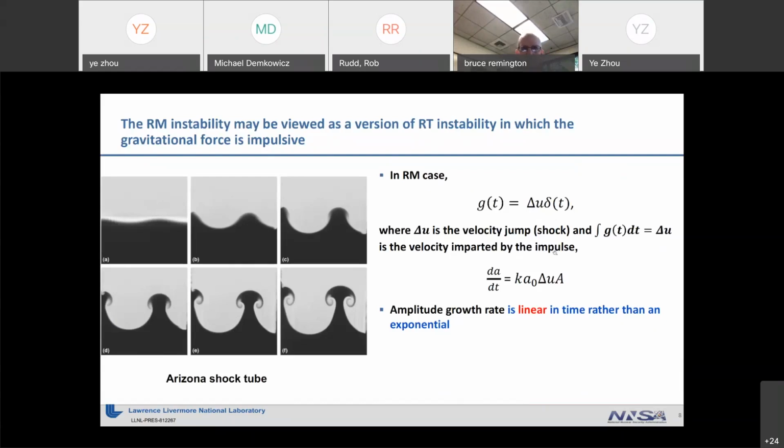So then the governing equation for the amplitude growth is given by these equations. And the solution, very important, is the amplitude growth. In this case, it is linear in the early time, rather than exponential for the late time, like Rayleigh-Taylor instability.